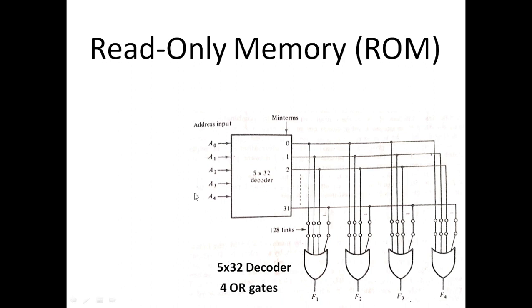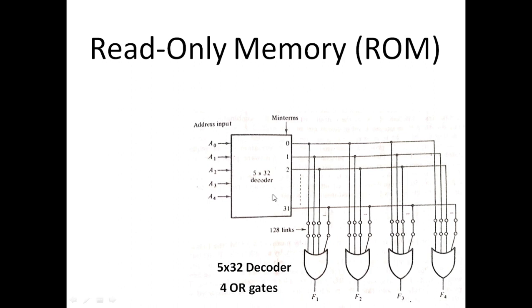For example, this ROM gets a 5-bit input. There are 5 variables, and there is a 5 cross 32 decoder. In this decoder, for the 5-bit input, all possible minterms are generated. If we have a 5-bit input, then we have 2 raised to the power 5, which is 32, minterms generated. These are the minterms. So in this case, a 5 cross 32 decoder is used, and this decoder will generate 32 minterms.